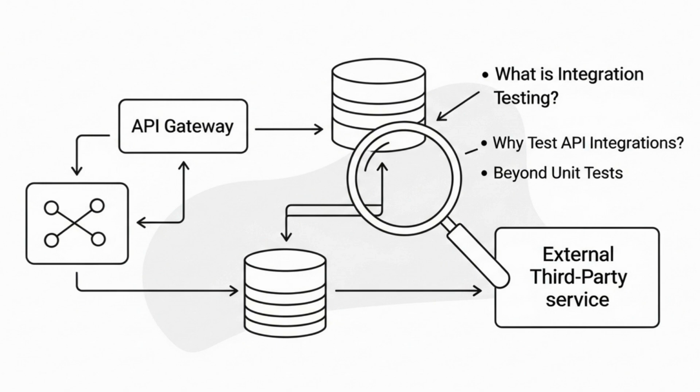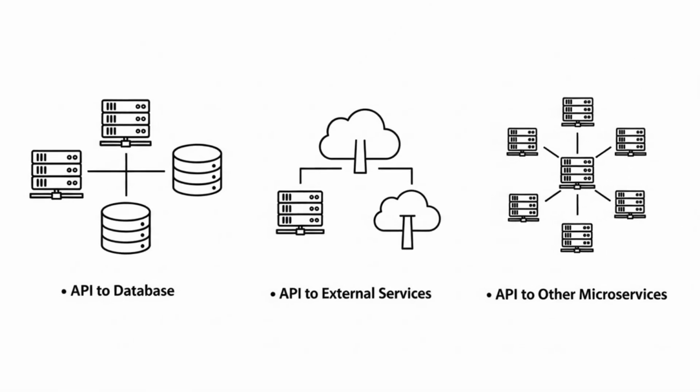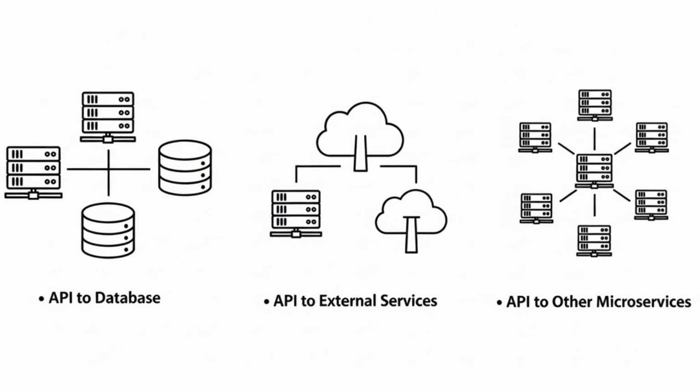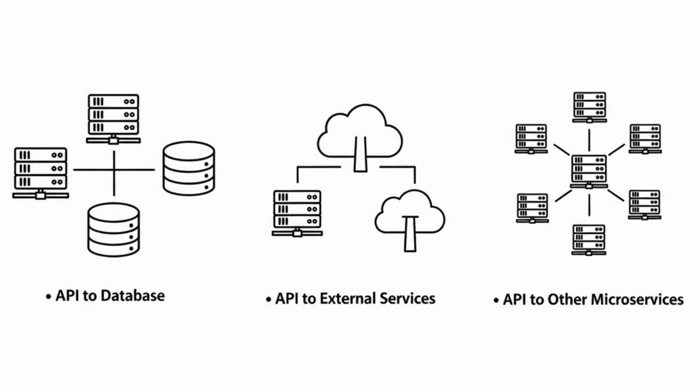Let's explore why this is so vital for API development. When we talk about API integration testing, we're really looking at a few common scenarios. First up, and perhaps most common, is API to database integration. Your API often needs to read from, write to, or update data in a database. Integration tests here ensure that your API's database queries are correct, that data is stored and retrieved as expected, and that any ORM, object relational mapping, or database client you're using is configured properly.